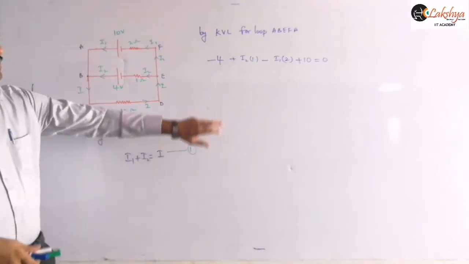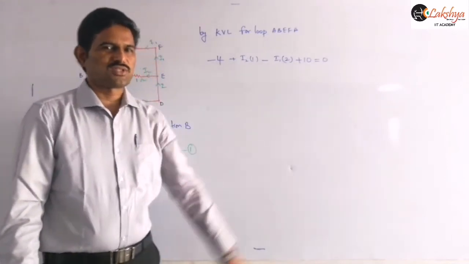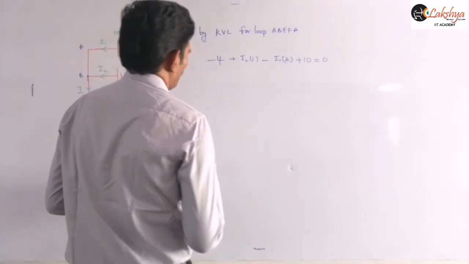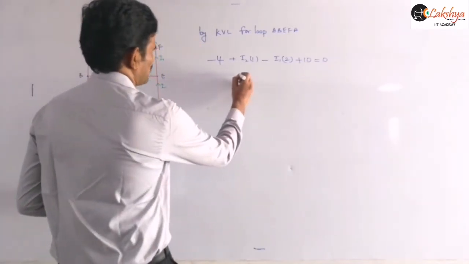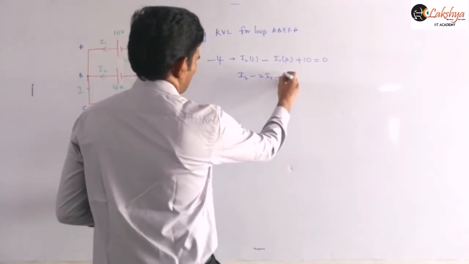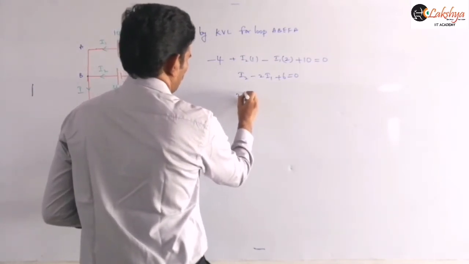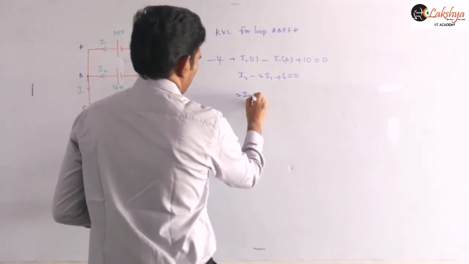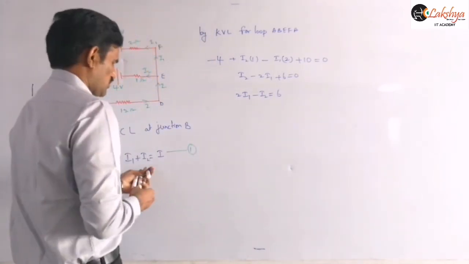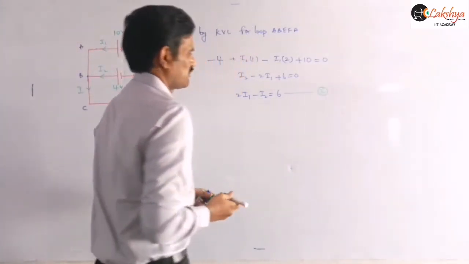Then our second law says the algebraic sum of all the potential changes should be equal to 0. So now let us write this as one equation. I am writing like this. I can write this as I2 minus 2I1 plus 6 is equal to 0, or we can write this as 2I1 minus I2 is equal to 6, right? Now I am naming this as equation 2. Let us consider this as equation 2 here.